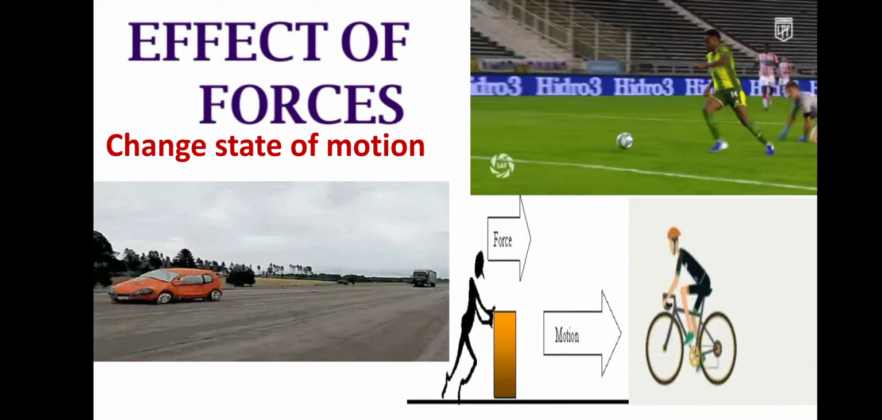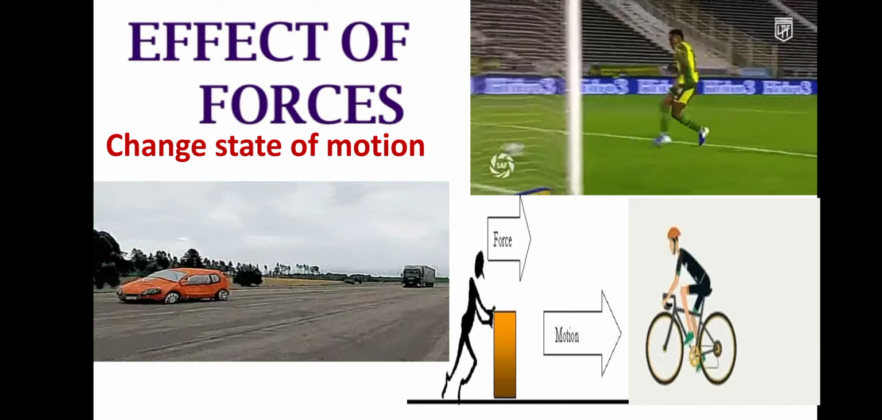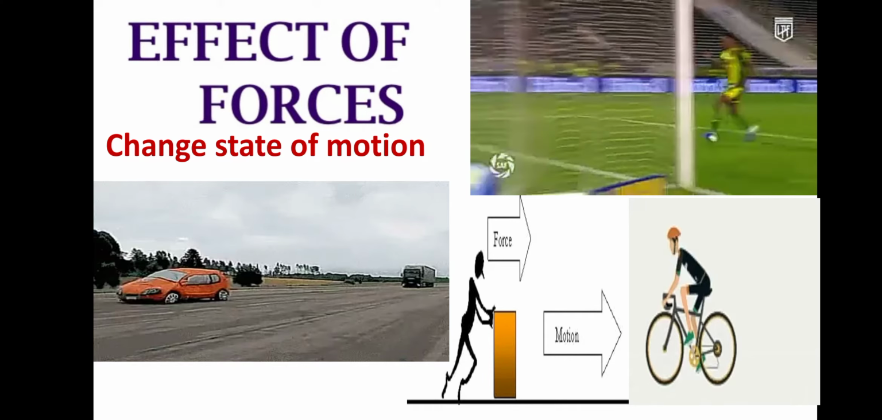Now let us see the effects of force. Force brings an object to motion if it is at rest. The boy cycling, the car or the truck that is moving stops on applying brakes, that is a type of force. The footballer kicking the football. Here we see the state of motion of the object is changing when force is applied.